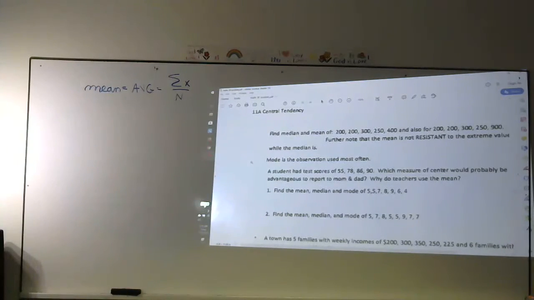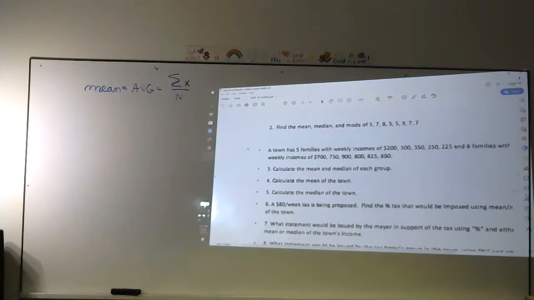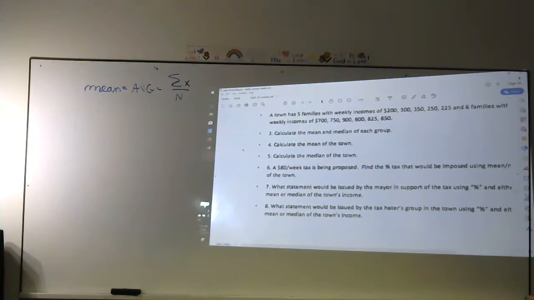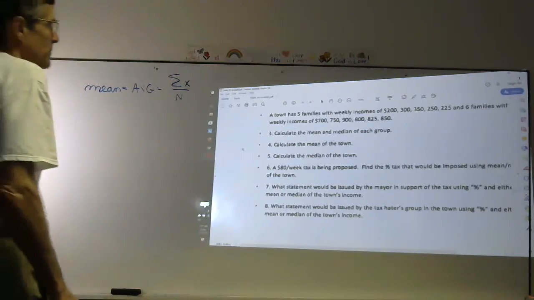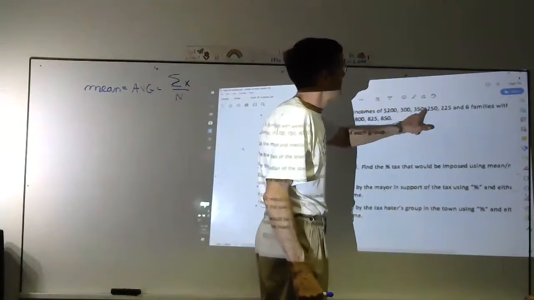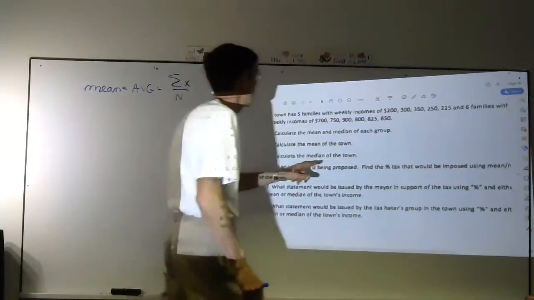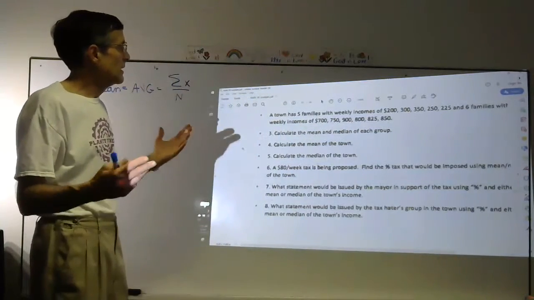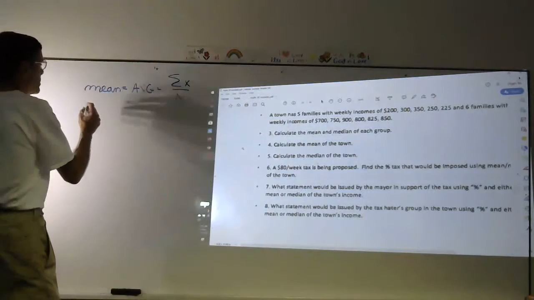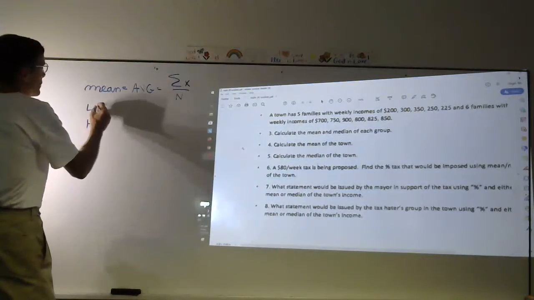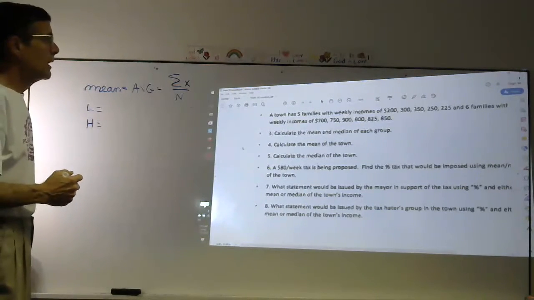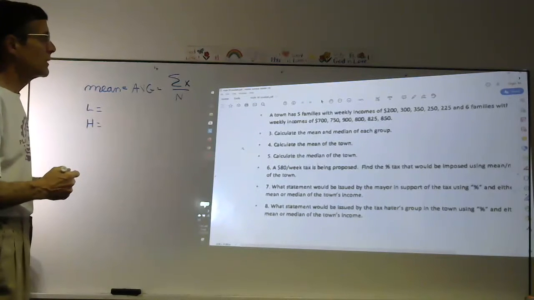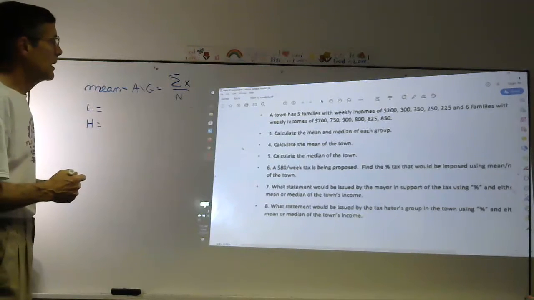And now's where it gets interesting. All right, the town has 5 families with weekly incomes of these 5, and 6 families with weekly incomes of those 6. Got it? Calculate the mean and median of each group. So we have the low group and the high group as far as income is concerned. I guess we're going to have to put them in order, and there's not an easy way to do it without writing them down.